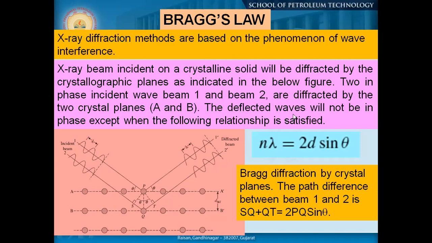The deflected waves will not be in phase except when the following relationship holds. Once you have this relationship, they will interfere positively and give you the illumination or light.